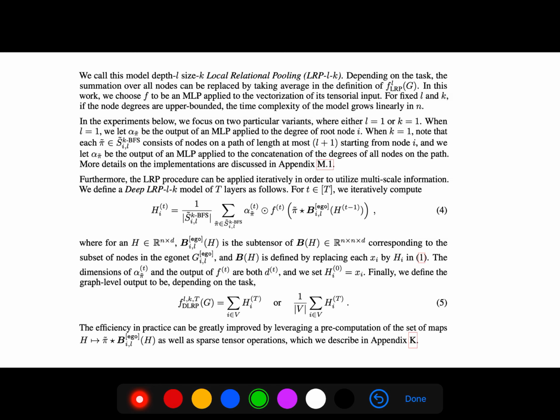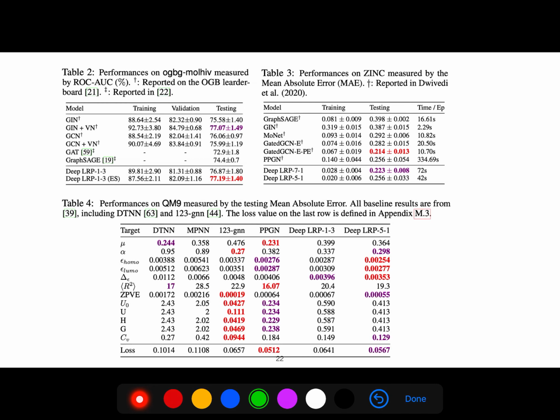This LRP procedure can be applied iteratively in order to utilize multi-scale information. Now they define a deep version of that, and that's it.